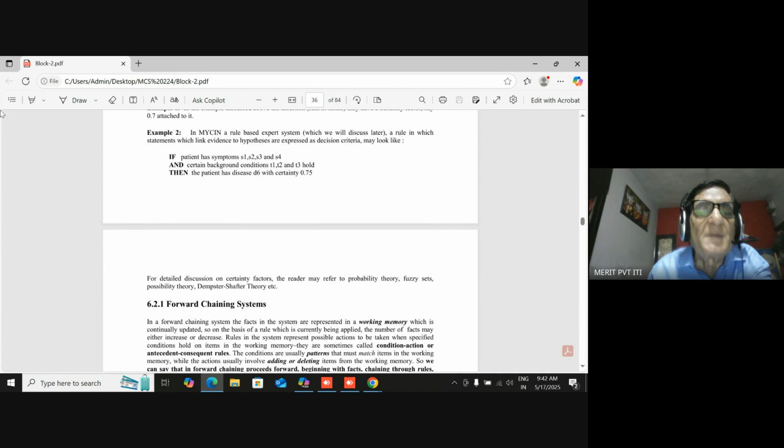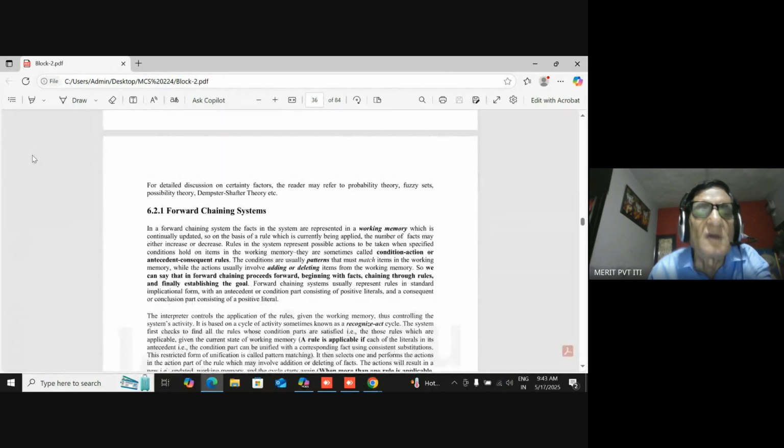This is a patient who has S1, S2, S3 problems, the blood shows this, and certain background conditions hold, then the certainty for the patient is 0.75. So it could be 0.6, 0.7. Anyway, something is given. Forward chaining system.